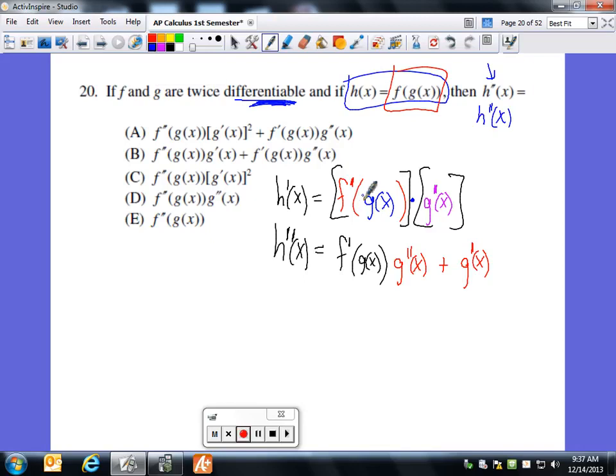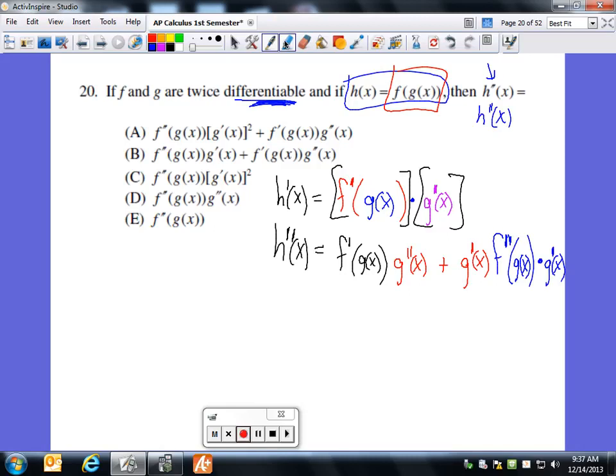So the derivative of the first, here we go, the derivative of the outside is f double prime of the carbon copy of g of x. And we're multiplying again by the derivative of the cream. So multiply by that inside's derivative, I get g prime of x.